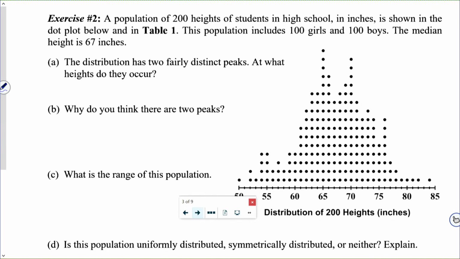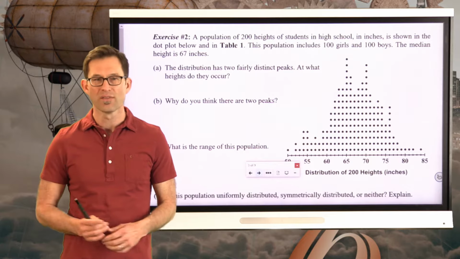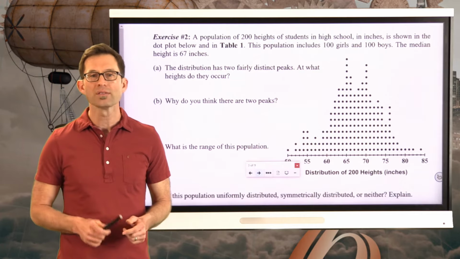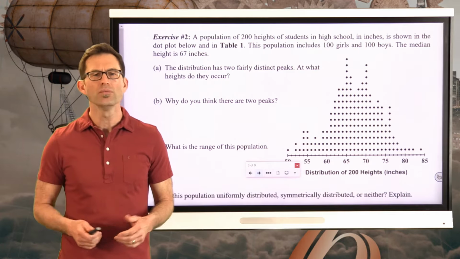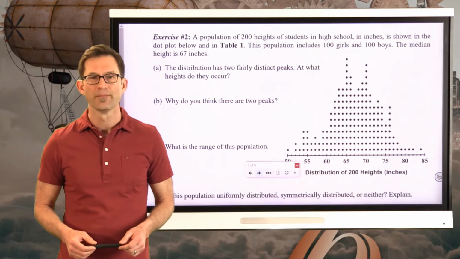This population includes 100 girls and 100 boys. The median height is 67 inches. Letter A, the distribution has 2 fairly distinct peaks. At what heights do they occur? All right, so just a little bit of terminology, the idea of a peak. Why don't you pause the video now and tell me where the two relatively distinct peaks of this data distribution occur.